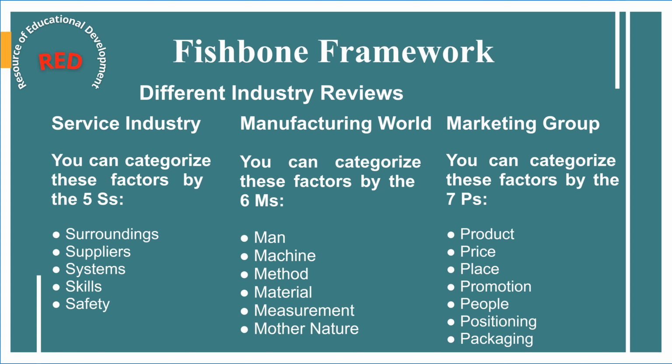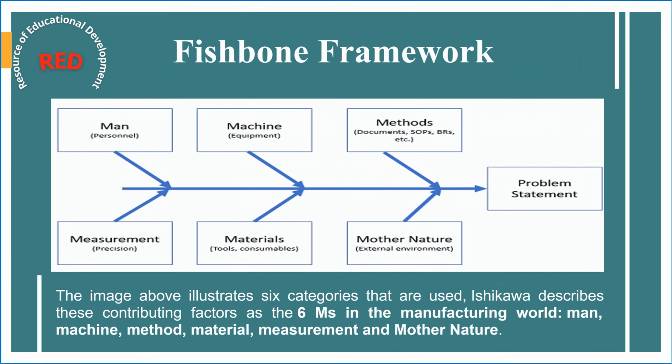At last we will see the marketing group. You can categorize these factors by the 7P, which are: Number 1. Product. Number 2. Price. Number 3. Place. Number 4. Promotion. Number 5. People. Number 6. Positioning. Number 7. Packaging.